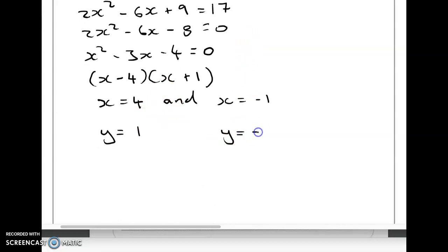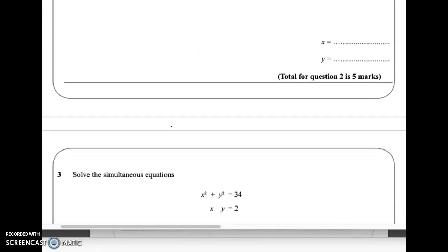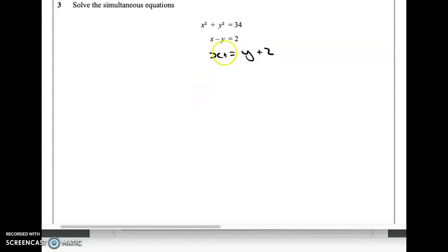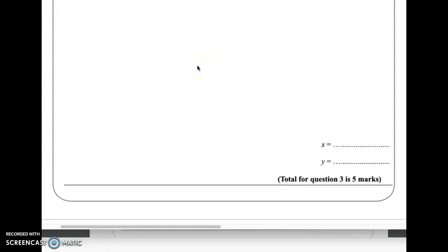Y equals minus 4. Okay, I'm going to skip these questions because they're pretty much the same, although a little bit different. I'll just do the first bit. You want to make x or y the subject, so you could just make it x equals y plus 2. There you go. Then you substitute that into x.